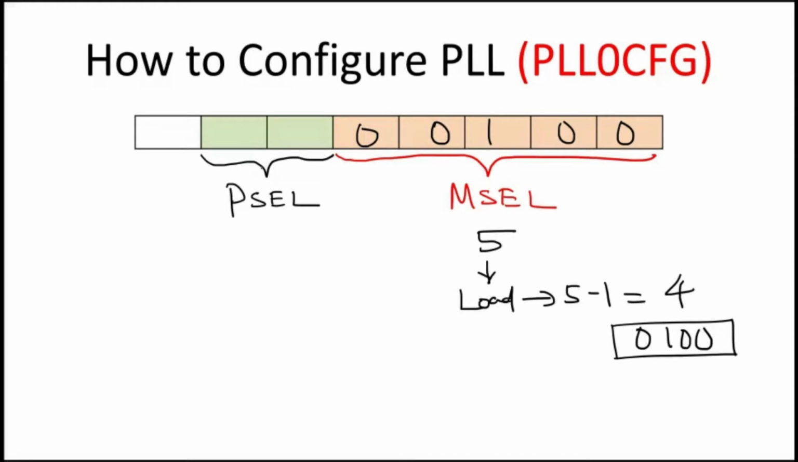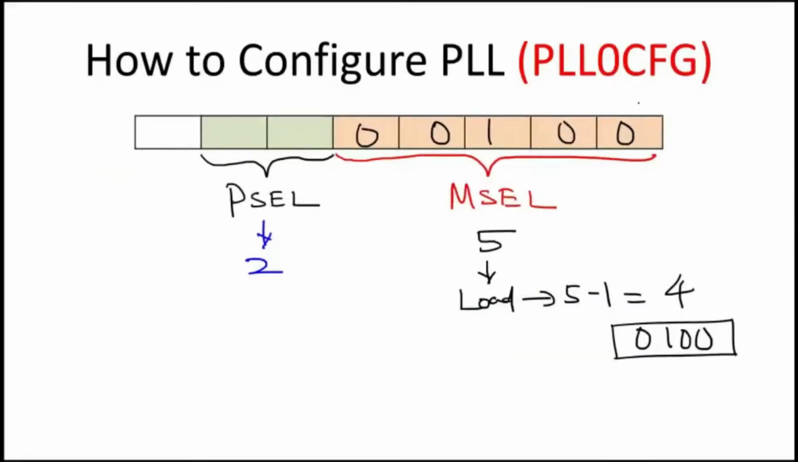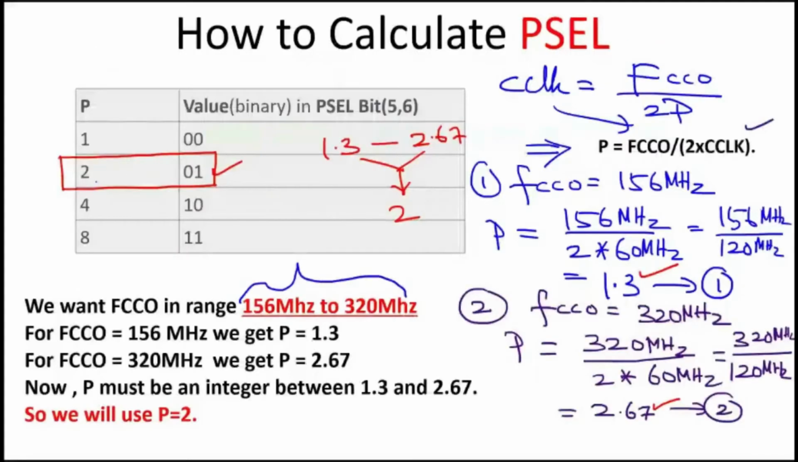Coming back to P select, the desired value is 2. For a desired value of 2, what should I load into P select bits 5 and 6? Bits 0, 1, 2, 3, 4, 5 and 6. Bits 5 and 6 are used for P select. What is the desired value of P select? 2. For that, the binary value is 0, 1. Don't get confused, don't put 1, 0. The processor has already given a set of binary sequences for a specific value of P. For P equal to 2, you have to load 0, 1, not 1, 0. So that you have to keep in mind. So we have to load 0, 1 here.